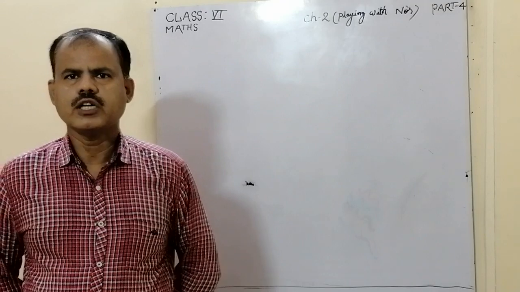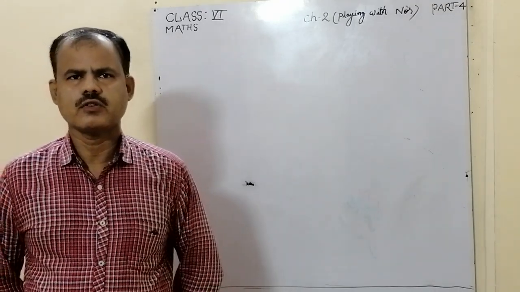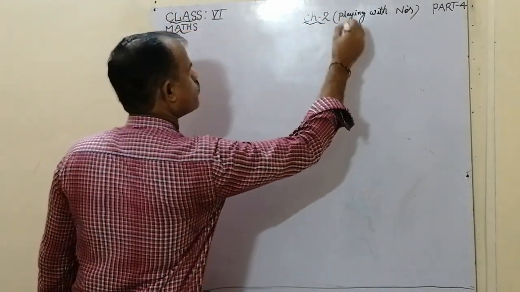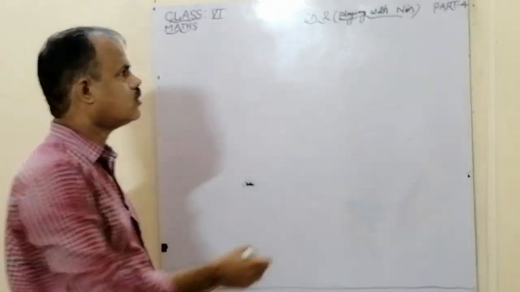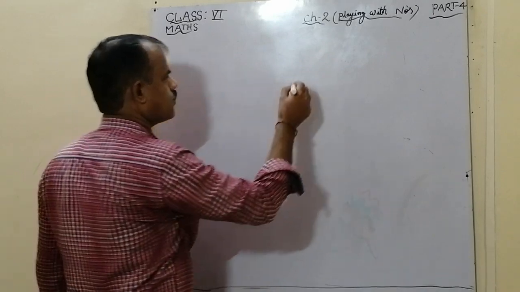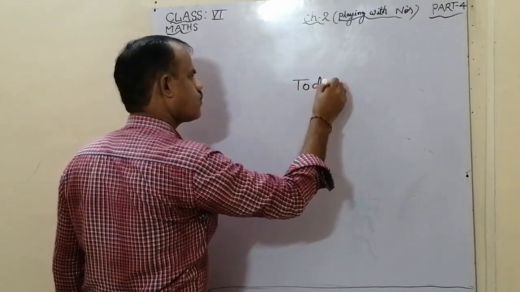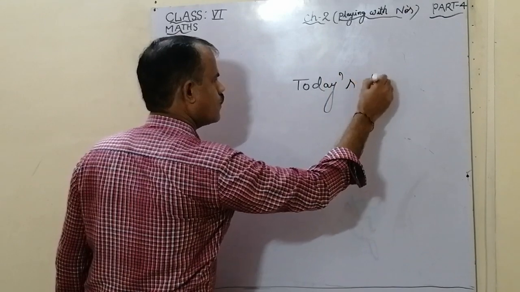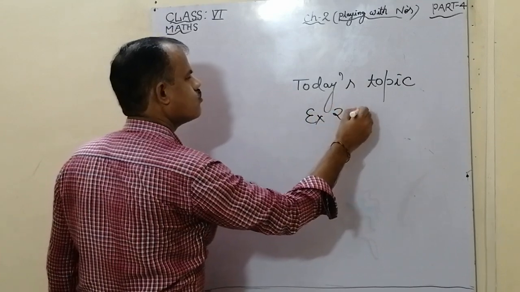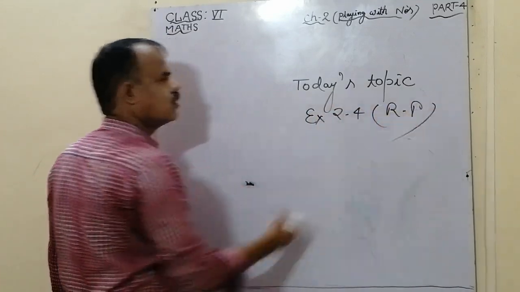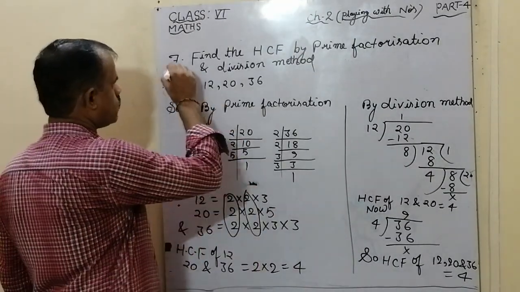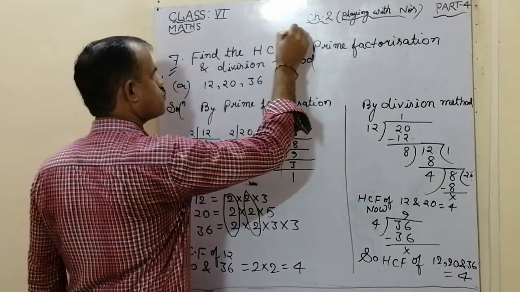Dear students, today we are going to start the half-yearly syllabus of Class 6 Maths, Chapter 2, Playing with Numbers, and this is the last video. This is the 4th video. In this chapter, today's topic is exercise 2.4, the remaining part. Yes students, question number 7, exercise 2.4.